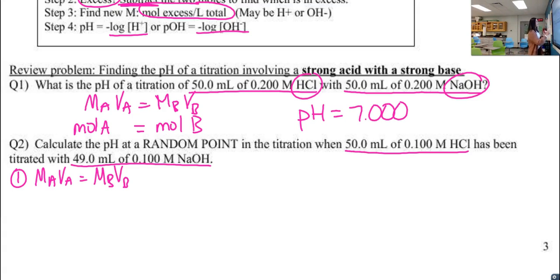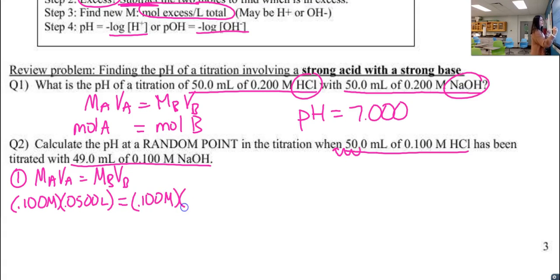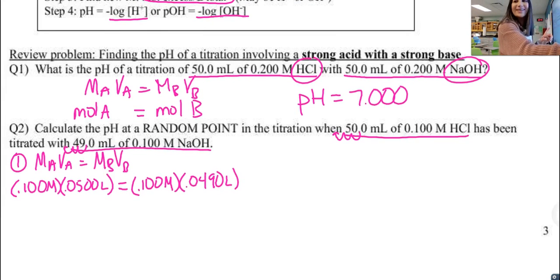So I'm going to fill in my values. I've got a 0.100 molar HCl, and I have 50 mils. I'm going to switch this to liters, so 1, 2, 3 loops back. So I'm getting a 0.0500 liter there. The molarity of my base is the same, 0.100 molar. I'm going to multiply that by, again, shift my decimal 1, 2, 3 loops back, 0.0490 liters there.